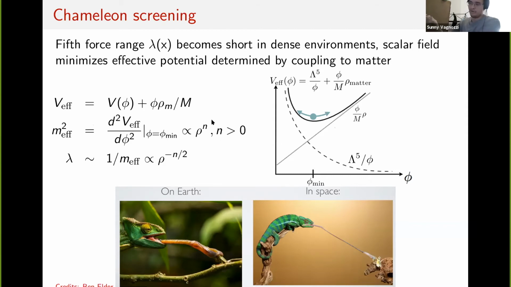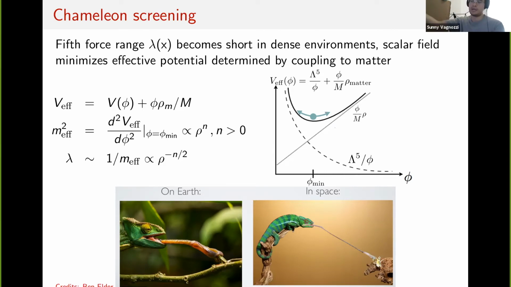So this means we can have a field which is very, very light in outer space. It's ultra light on cosmological scales, but it can be heavy enough on local scales, so we hide the effect of a fifth force. So the point here is, if we want dark energy to be a light scalar field, which is the simplest explanation beyond the cosmological constant, we need some sort of screening mechanism.